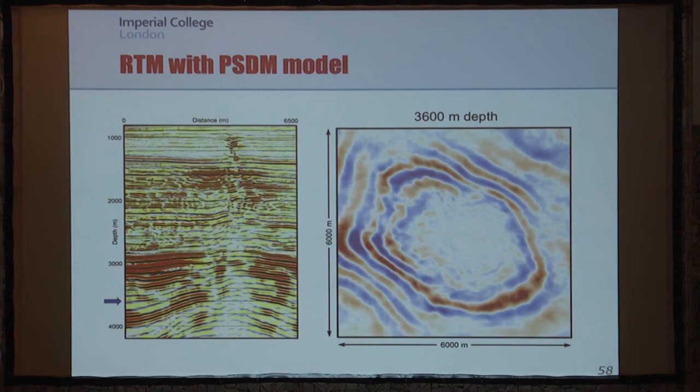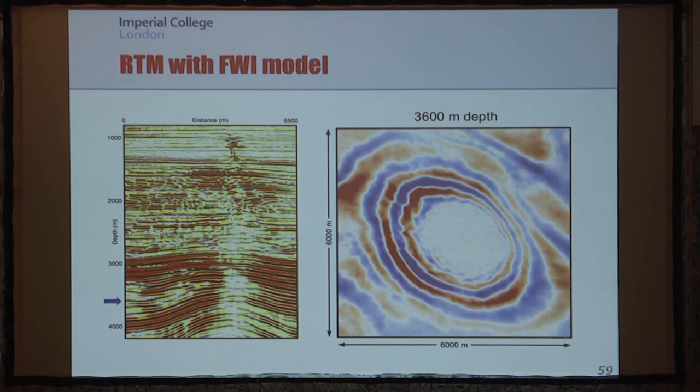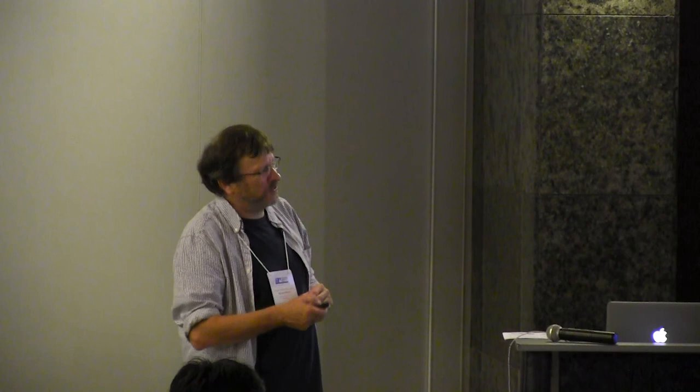So this is what I showed you before. This is migrated with the starting model. This is migrated with the final model, and it makes a huge difference in this case. The most important thing is that it makes the final migrated image simpler. So the model itself is much more complicated. It's got those funny wings, it's got those channels, it's got all sorts of extra features in. So the velocity model has got very complicated, but the migrated result has got much simpler.